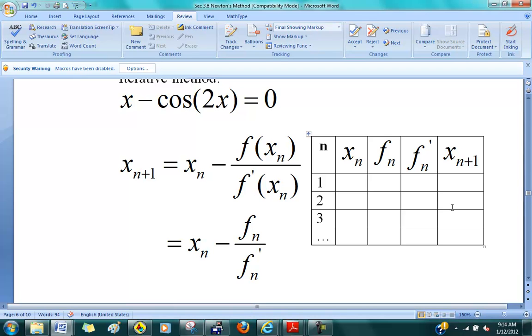So first of all, the thing to realize is that this is an iterative method. An iterative method is one where you start out with something, then you repeat the process again, and then you get a new answer. And then you repeat the process with this new answer, and you go on until you get an answer that is to your satisfaction in terms of accuracy.